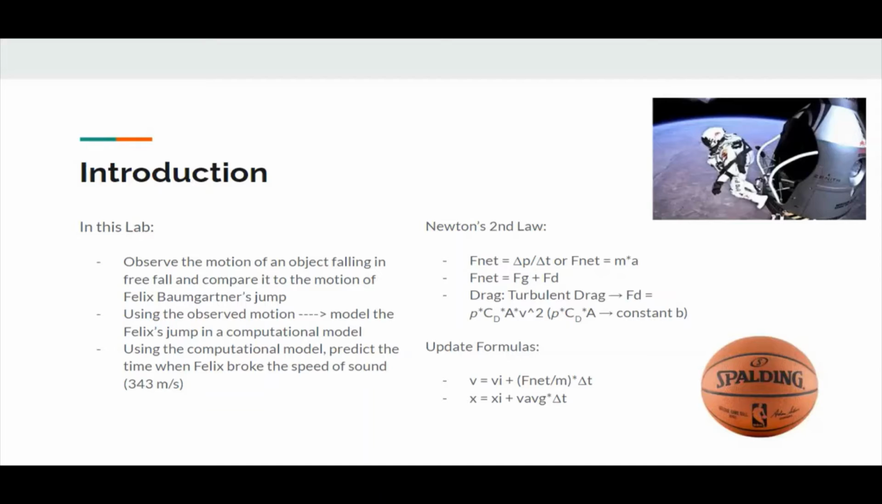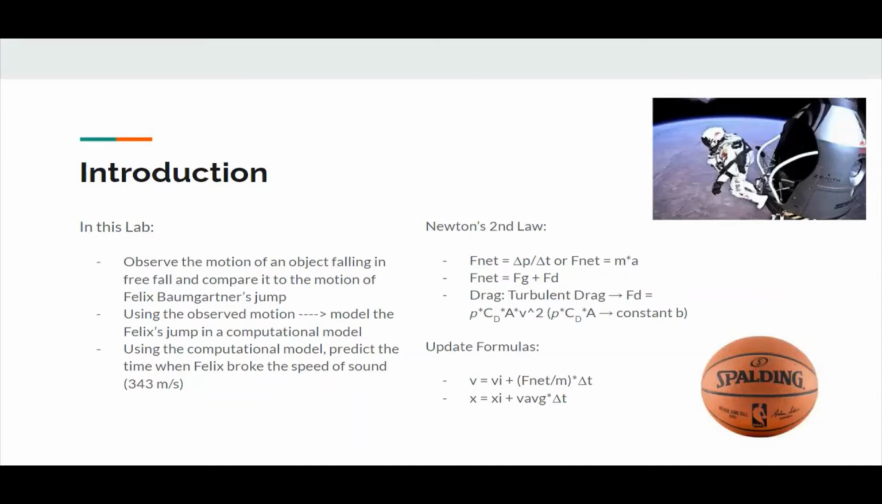Newton's second law, which is the change in momentum over the change in time equals the net force, will be used to explain the forces of gravity and drag that will act on Felix and the object we observe as they fall. For drag, we will refer to turbulent drag, which is the density of the air times the drag coefficient times the cross-sectional area times velocity squared. But in the lab, to ease calculation, we will assume all in the equation is constant except the velocity, and this constant will be represented by the constant b.